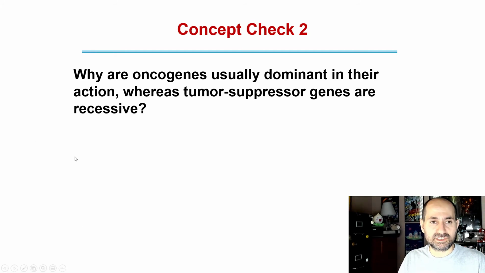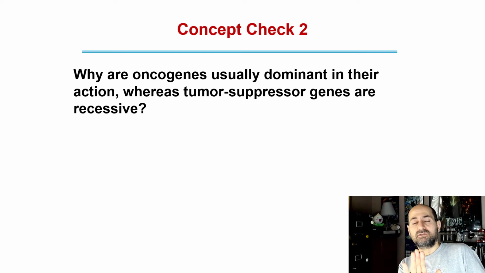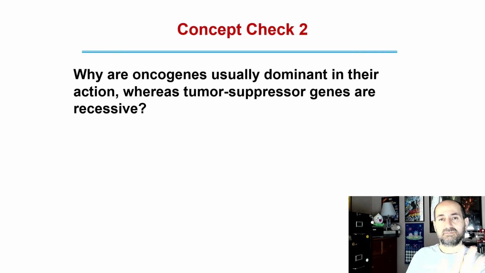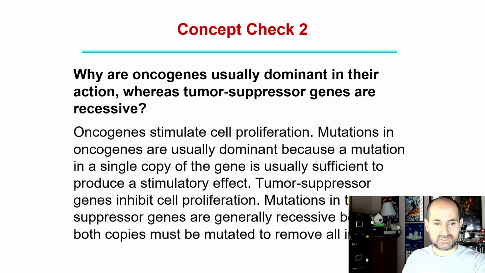Whereas tumor suppressor genes, these alleles code for inhibitory factors. Stop proliferating, right? If you delete one allele, there's still the other allele making the inhibitory factor. You need to disrupt both alleles, right? So that's what it says here.